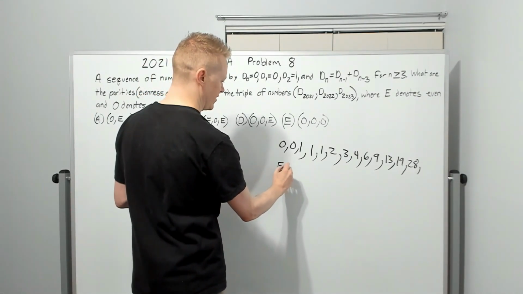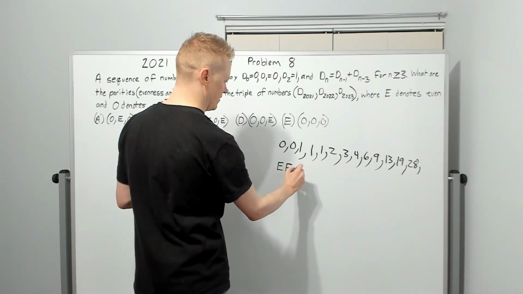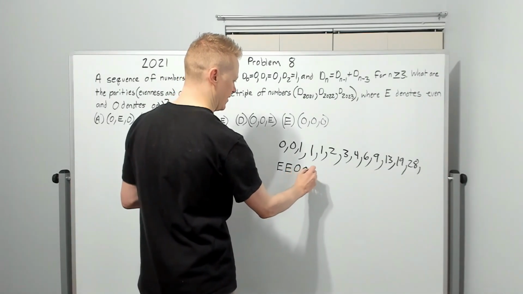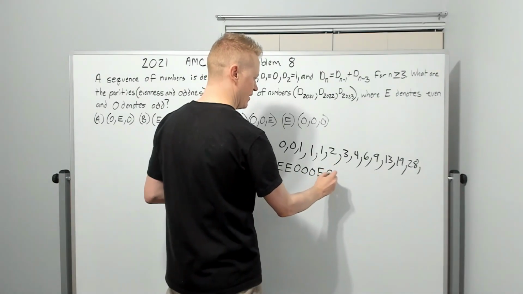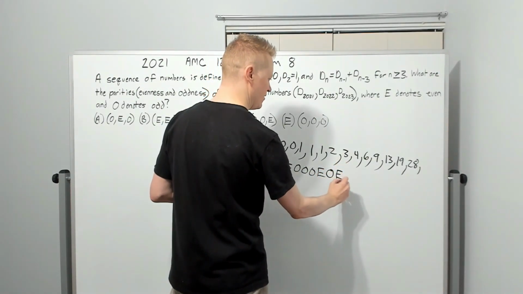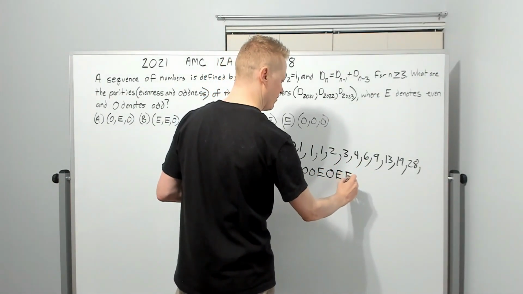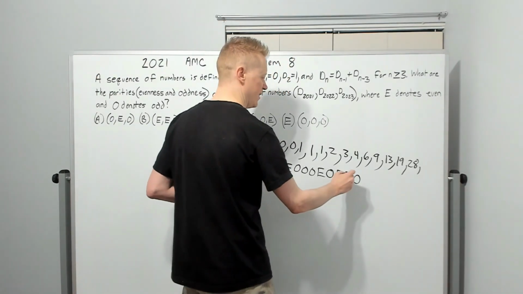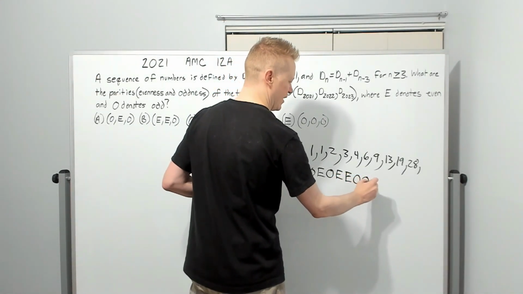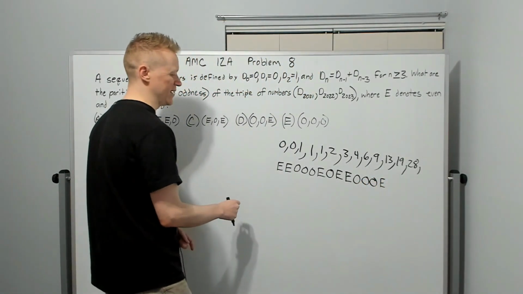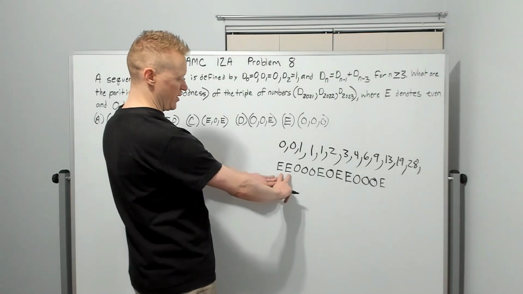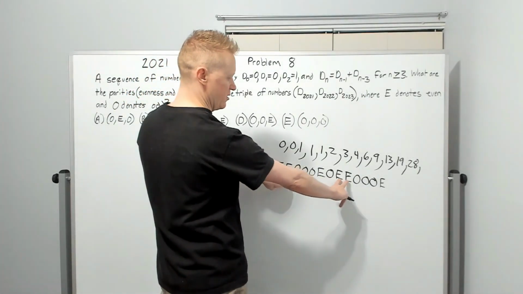We've got even, even, odd, odd, odd, even, the 3 being odd, the 4 being even, the 6 being even, the 9 being odd, 13 is odd, 19 is odd, 28 is even. All right, let's look for some kind of repeated part. Here we go. 2 E's followed by 3 O's, 2 E's.